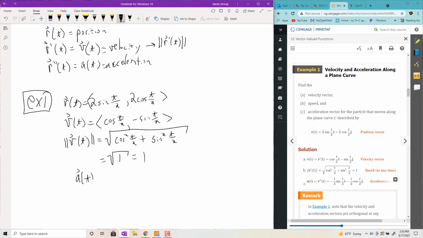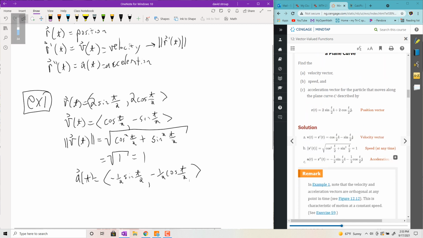Let's take a look at the acceleration. So the acceleration vector is going to be given by the derivative of the velocity guy. So negative 1/2 sine of t over 2, comma, negative 1/2 cosine of t over 2. Okay.